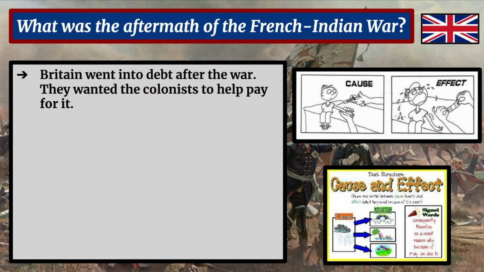Britain went into debt after the war. War costs money. The British spent a lot of money winning that war, not just in North America, but keep in mind the 7 Years' War was actually a world war that was fought in India, Europe, and the Americas, as well as other places. So the British shelled out a lot of cash to become the world's dominant power. They needed money to help pay for what they spent on the war.